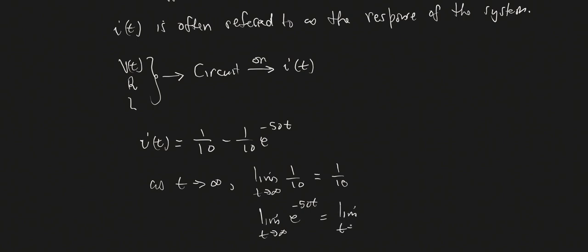Let me rewrite this exponential function. I can write this as 1 over e to the 50t, which means I now have a fraction where the numerator is constant, but the denominator is going to positive infinity. So we have to think back to our limits at infinity properties from Calc 1. It's not an indeterminate form, but the numerator is a constant and the denominator is getting arbitrarily large. So the entire fraction approaches 0.